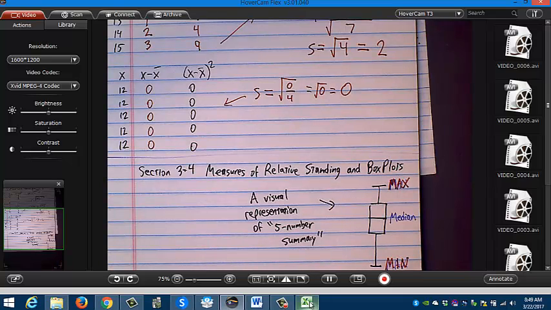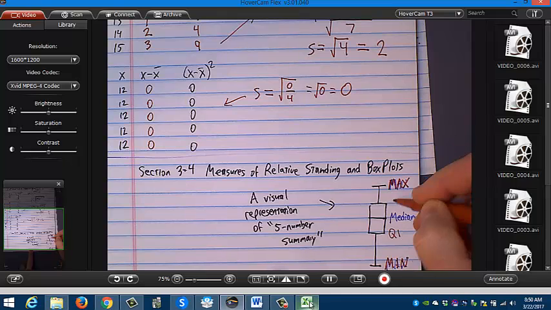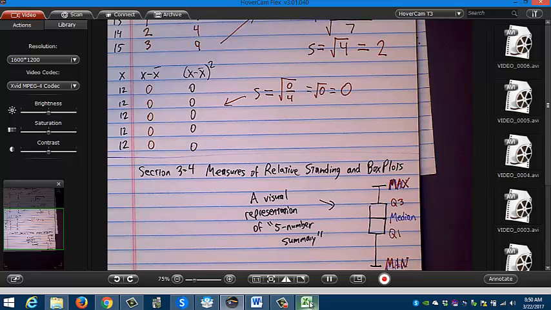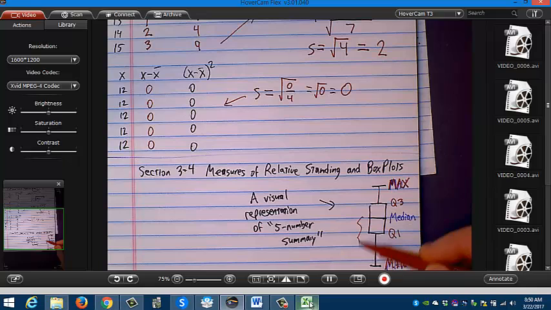There are two other numbers which we're not familiar with yet. They're called Q1 and Q3. Okay? Let me explain what Q1 and Q3 are. One way to say what Q1 is, it's kind of the median of the lower half of the data set. What do you think Q3 is? The median of the upper half of the data set. Okay? So that's very quickly what they are.